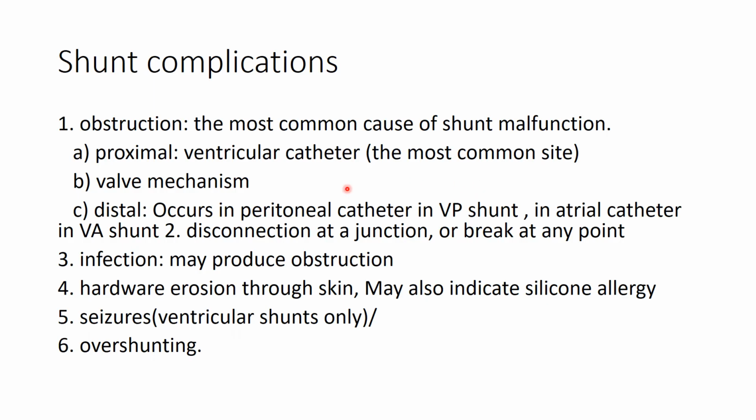Okay, good. Now, these shunts are foreign bodies, and you are inserting a foreign body inside the patient's body. So this foreign body is prone to problems. What are these problems? One of the most common problems is obstruction. Obstruction is the most common cause of shunt malfunction. The obstruction is either in the proximal catheter or the ventricular catheter, most commonly, or the valve itself, or in the distal catheter, in the peritoneum, for example, or in the atrium.